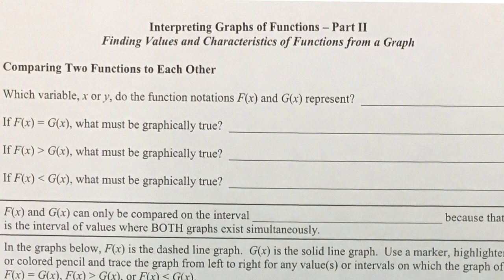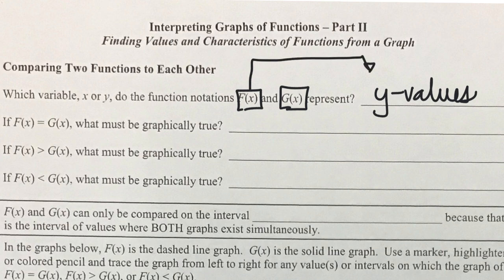But to begin with, g of x and f of x always represent the y values from your given function. The y values from the f graph or from the f equation, and then the g are the y values from the g equation. So each of these represents y values, but they come from different places. So we either have an equation for f and g, or like today, we're going to have a graph for f and g. Okay, so if f of x equals g of x, graphically, what does that mean?